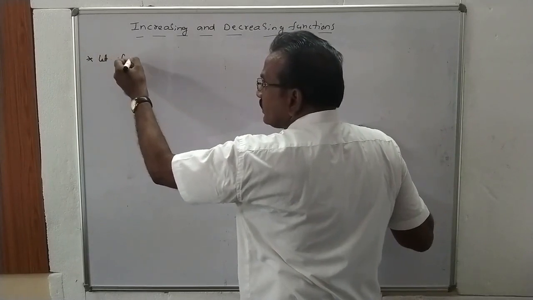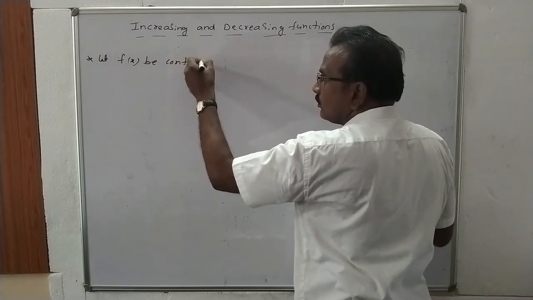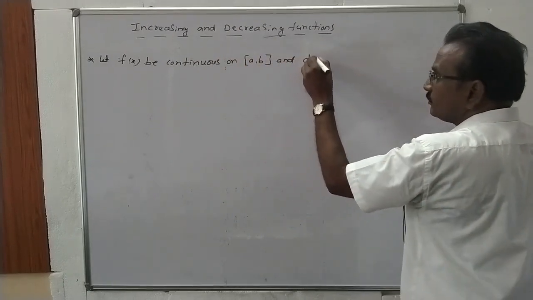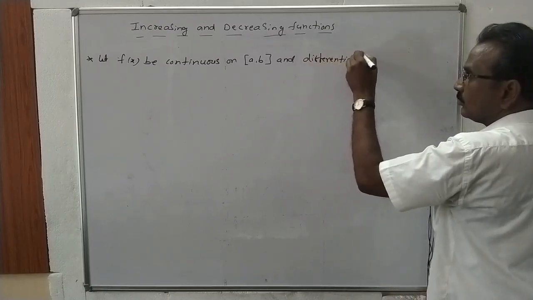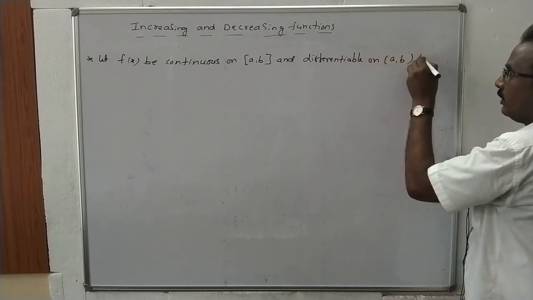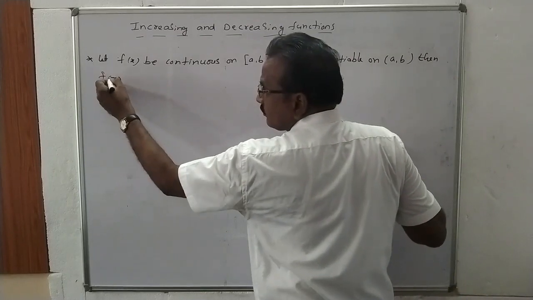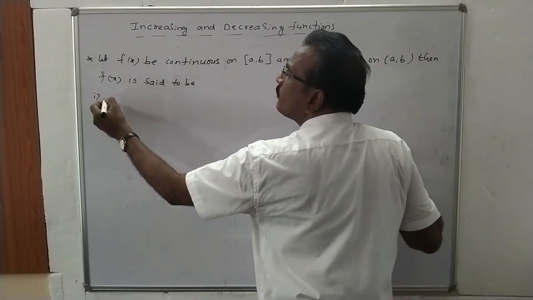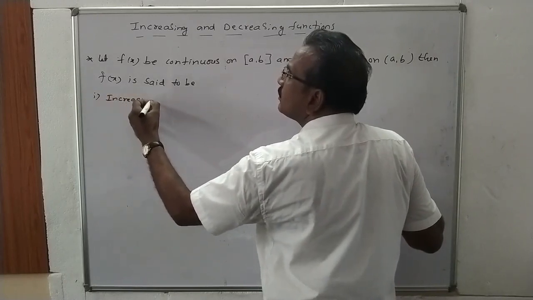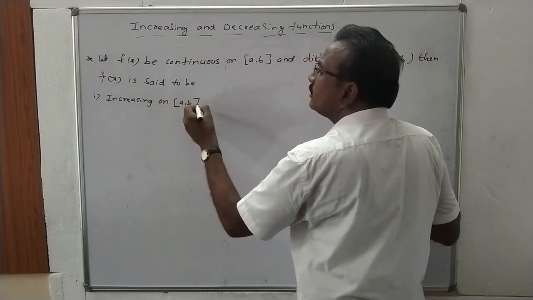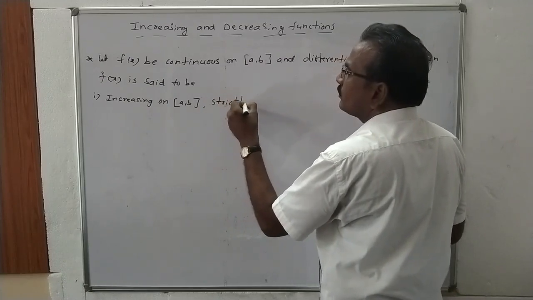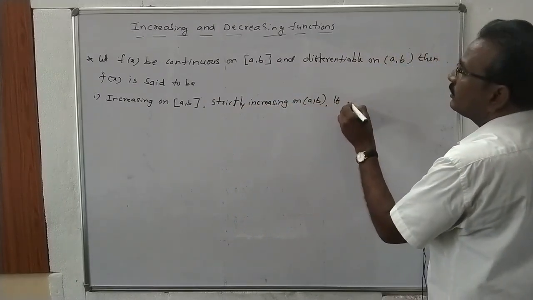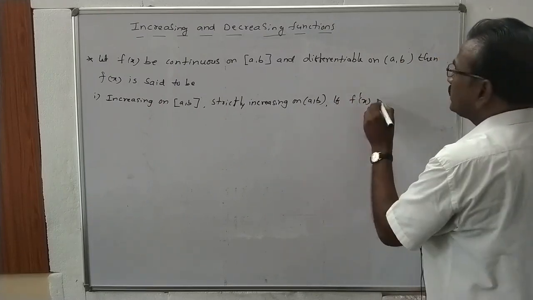let f of x be continuous on closed interval a comma b and differentiable on the open interval a comma b, then f of x is said to be first one, increasing on the closed interval a comma b, strictly increasing on the open interval a comma b if f dash x, derivative of given function, is greater than 0.